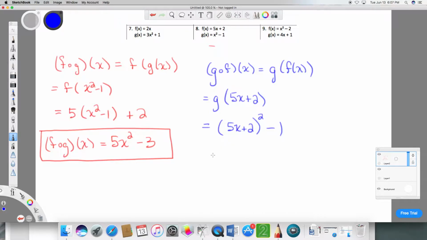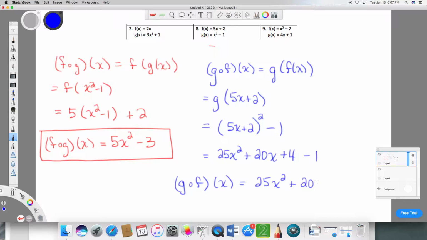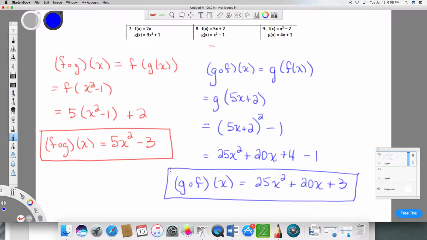Remember that exponents do not distribute, that this is 5x plus 2 times 5x plus 2, 25x squared plus 20x plus 4. If you have to do that in the form of a table, then do that off to the side somewhere. I get for my final answer 25x squared plus 20x plus 3, if I haven't done something silly.